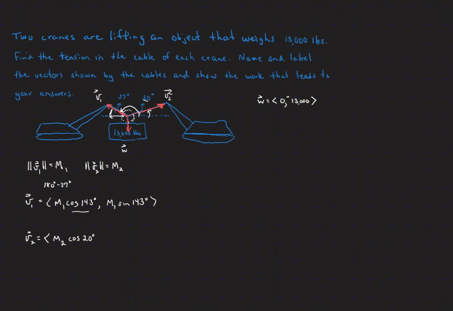So that 20 degrees is exactly what we want for writing the component form of vector V2. And likewise, we'll get M2 times the sine of 20 degrees for its vertical component. So we know that the sum of the vertical components is going to be 0, and the sum of the horizontal components is also going to be 0.